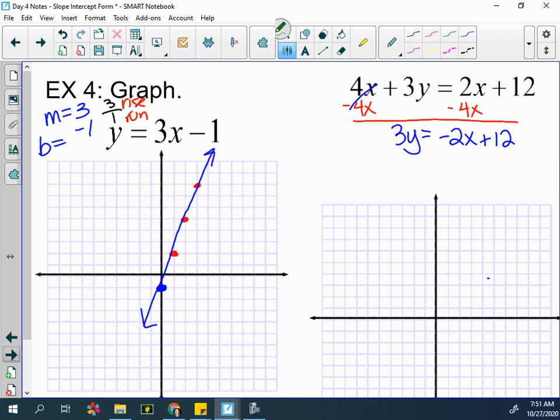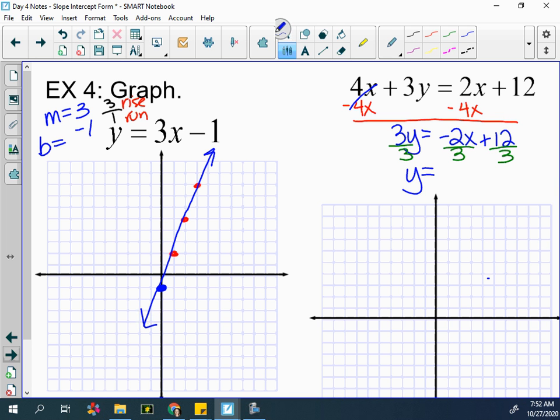I need the 3 to go away. It says 3 times y, so I have to divide by 3. And I have to divide everything by 3. So I'm going to divide this by 3, this by 3, and this by 3. So this is what I wanted. 3 divided by 3 is 1. So I've got y equals.